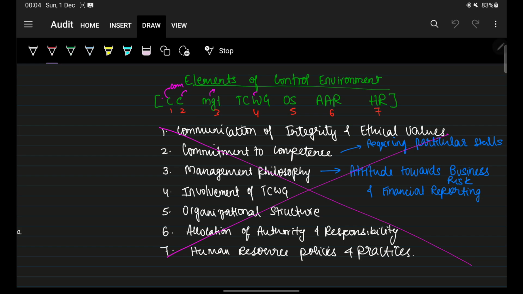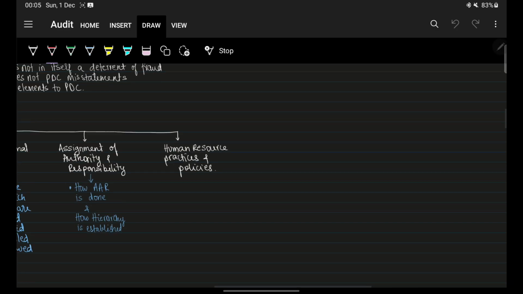Okay, next one is the organizational structure, right? What kind of organizational structures does the company have basically? And then this is allocation of authority and responsibility, and lastly human resource policies and practices. Okay, I think it's fairly simple, and we can move on to the next part.